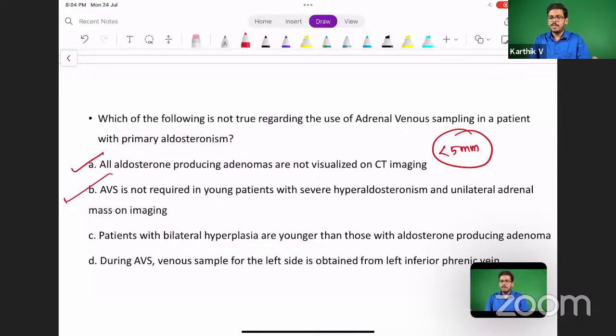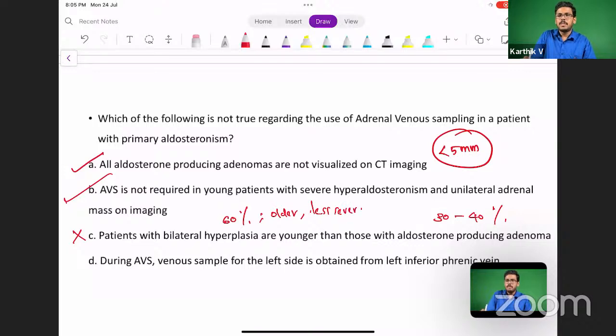Patients with bilateral hyperplasia are younger than those with aldosterone producing adenoma. That is a wrong statement. Bilateral adrenal hyperplasia corresponds to around 60% of all cases of primary aldosteronism, and aldosterone producing adenoma 30 to 40%. Bilateral hyperplasia patients are older individuals with a less severe presentation and lesser chance of hypokalemia. 25% of patients with hyperplasia would have hypokalemia, whereas 50 to 60% of those with adenoma would have hypokalemia. So aldosterone producing adenoma individuals would be younger, with more severe disease and a higher chance of hypokalemia.